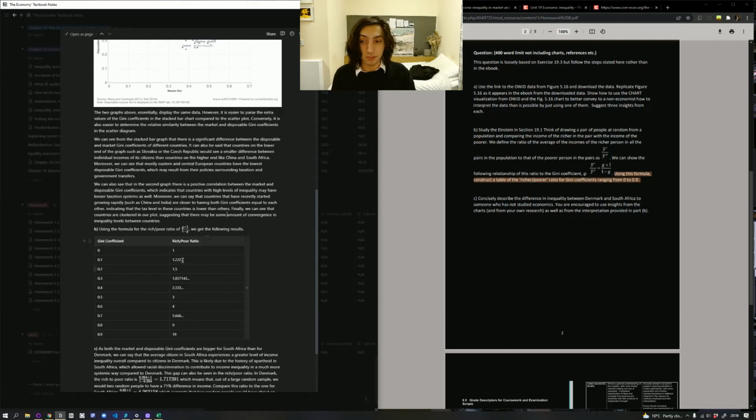Now, using that formula, you put in the Gini coefficients, as you can see here on the left. I've done that, and we get the rich-poor ratio on the right. I've just done this very simply. It's a simple question, shouldn't take too much. Concisely describe the difference between inequality in Denmark and South Africa to someone who has not studied economics. Okay?